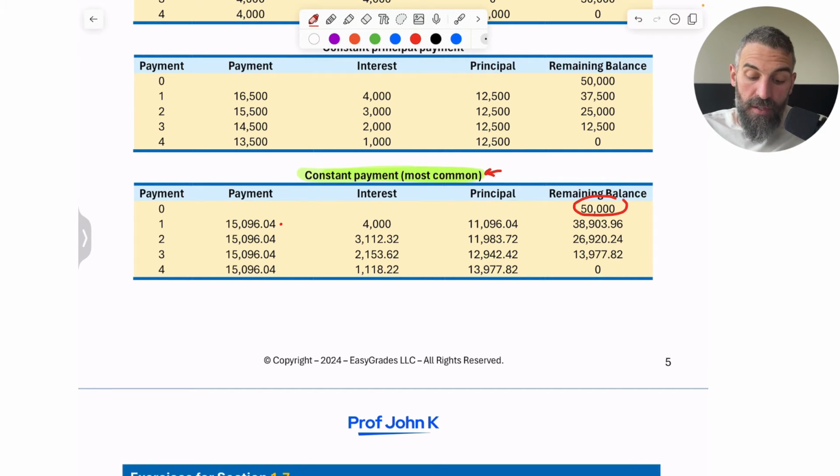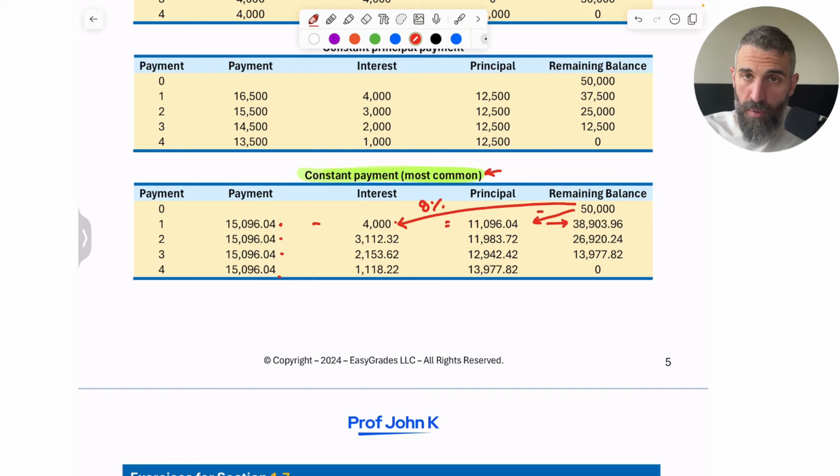Okay, in the first year, you're going to owe the bank 8% of $50,000, which is $4,000. So you see, they're going to take $4,000 out of your payment, and then the remaining $11,096 is called the principal, and that's what will actually go towards reducing your debt. So look at what happens to your remaining balance. It basically will decrease by $11,096. So now you only owe $38,000.